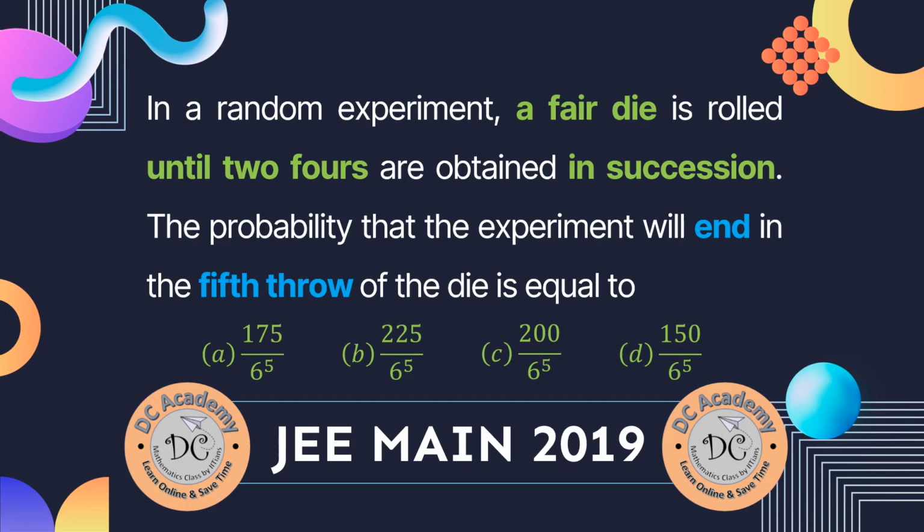In this video, we're going to solve a problem from Introduction of Probability. This particular problem actually appeared in JEE Main 2019. Here it says that we have a random experiment, and in this experiment a fair die is rolled until two fours are obtained in succession, that means consecutively. The probability that the experiment will end in the fifth throw, that we need to find out. So let's solve the particular problem.